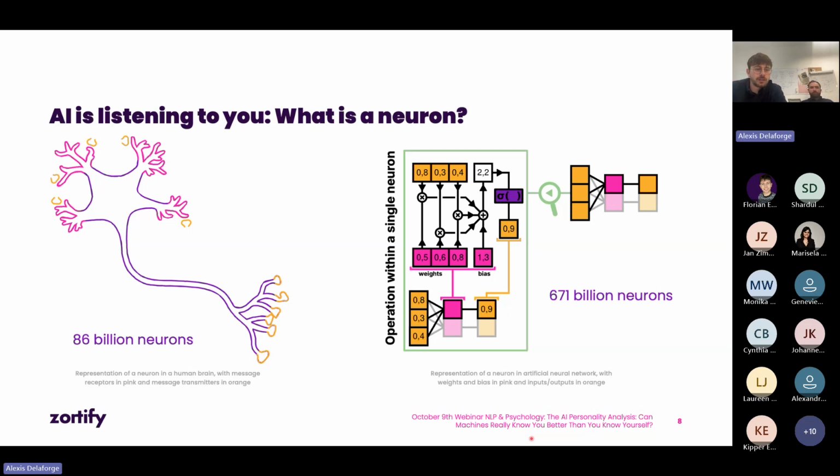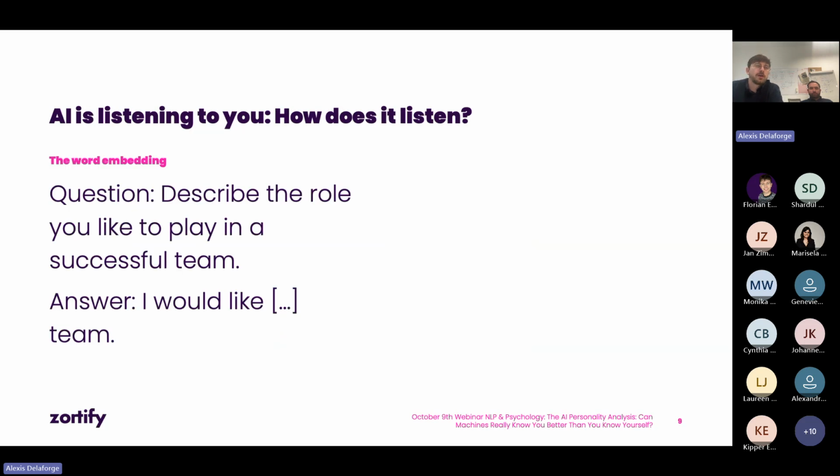Okay, so now that we know how an artificial neural network can process information, I want to focus more on the NLP side. So how can we make an AI model understand text? It's a two-step process. First, let's take this example where I have a sentence on the left: describe the role you would like to play in a successful team, and I would like an answer. And now I want this text to be understood by my AI or by my model.